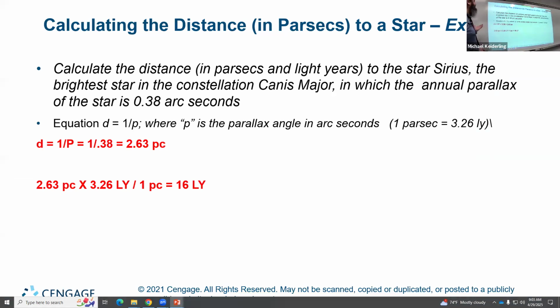So here, let's go over how to calculate the distance in parsecs to a star. If we have the star Sirius, the annual parallax of the star is 0.38 arc seconds. The equation to calculate the distance is 1 over the parallax angle in arc seconds. So the distance is 1 over 0.38, which gives you 2.63 parsecs. And if you wish to convert that to light years, 2.63 parsecs times 3.26 light years per parsec gives you about 16 light years.